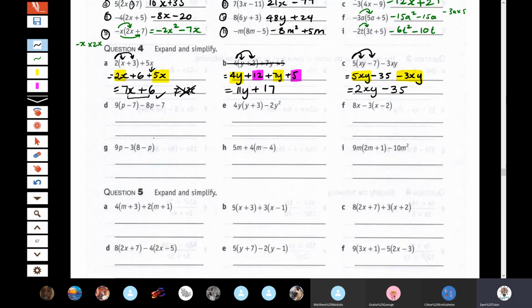All right. Let's do D. Actually, I'll let you try D. Just quickly expand and simplify D. I'll give you guys about a minute just to quickly expand. 9 times p, and then 9 times negative 7. And then you've still got minus 8p minus 7. And then I'll do it as well.